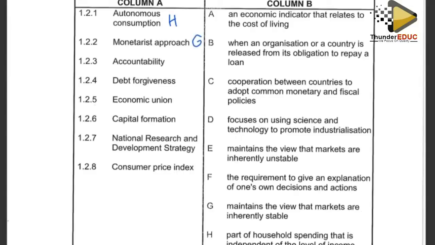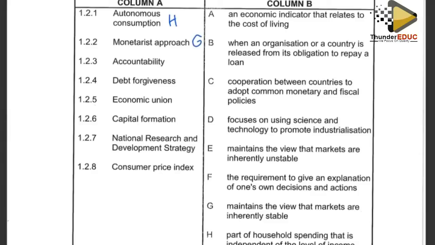Okay, right, great talks. So now let's move on to the next question. The next question, we have 1.2.3, which is accountability. So now when we talk of accountability, we refer to an explanation of one's own decisions and actions. When now you take charge of your actions or when you take charge of your decisions.